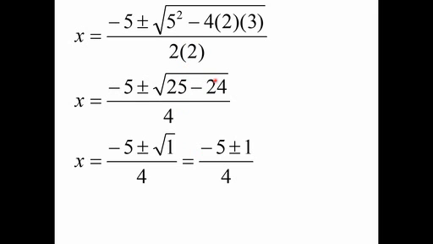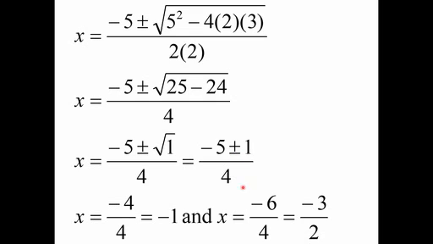And then I subtracted 25 from 24 to get the square root of 1. So we have negative 5 plus or minus 1 over 4. So that's negative 4 over 4 when you use it as positive 1. And if you use it as negative 1, what happens? That's negative 6 over 4, which is negative 3 over 2.